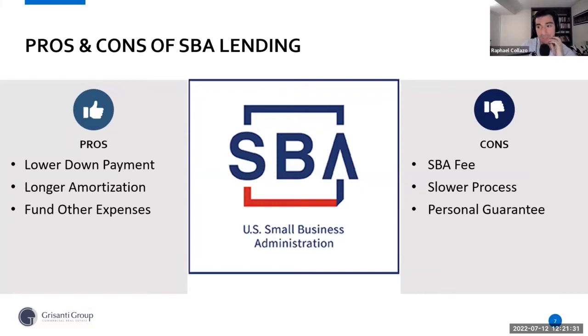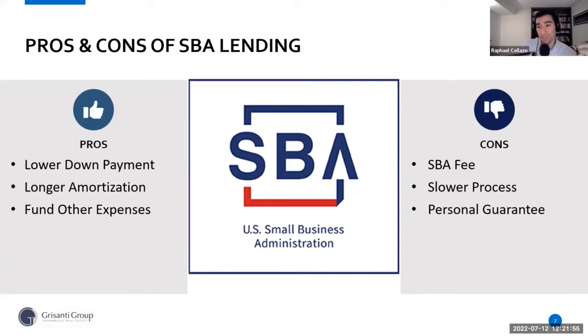As far as the cons are concerned, the big one that people talk about is the SBA fee. Essentially, it's a fee charged by the SBA to keep the programs going. From my understanding, it's anywhere between 2 to 4% of the loan amount. But again, it's part of the pros as well, which are the lower down payment and amortization period. It's kind of a balance.